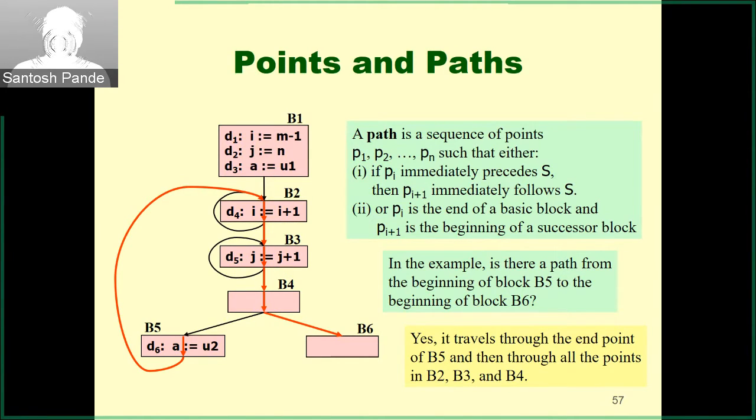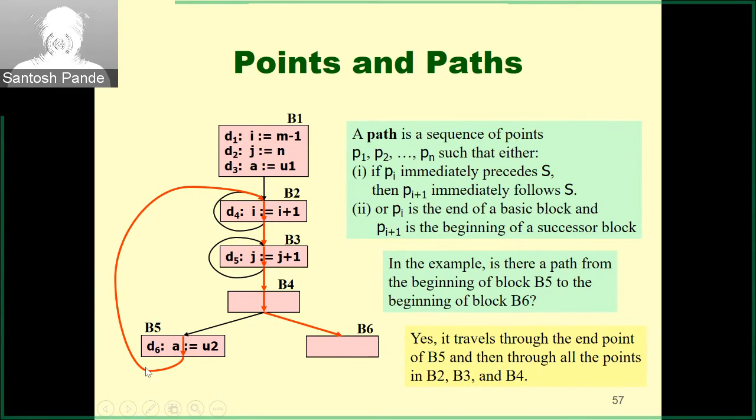Now, the path enables the carrying of the value, but it doesn't guarantee the carrying of the value. So for example, in this case, we don't have any other redefinition of A along this particular path. So let's say in B4, we had put A is equal to 10, or A is equal to some U3. Then you can see that although there is a path from B5 to B6, it's not that this value, which is in D6, will reach this B6.